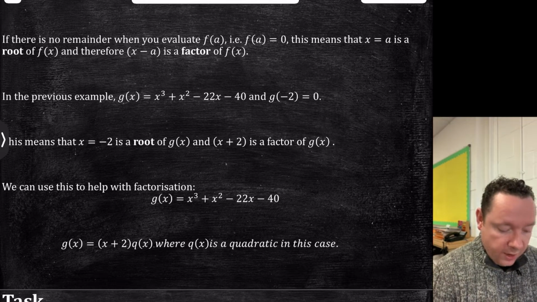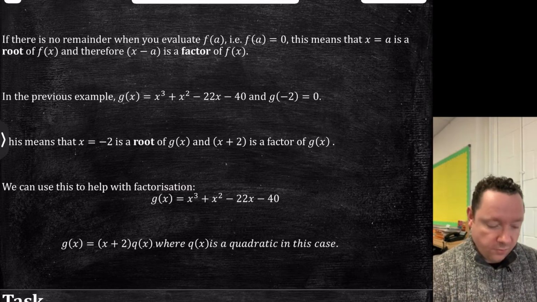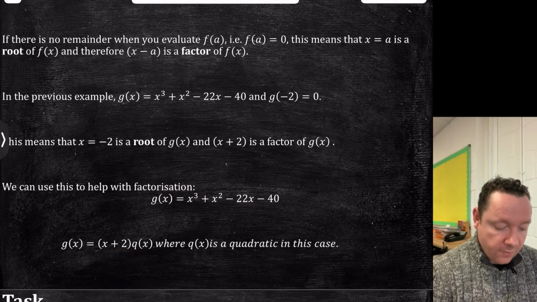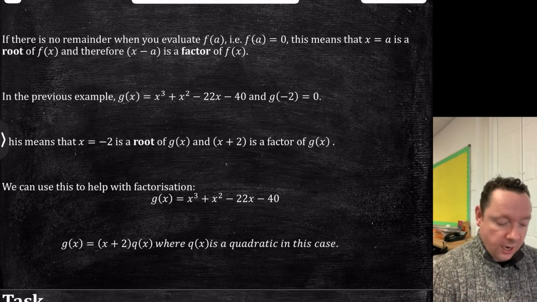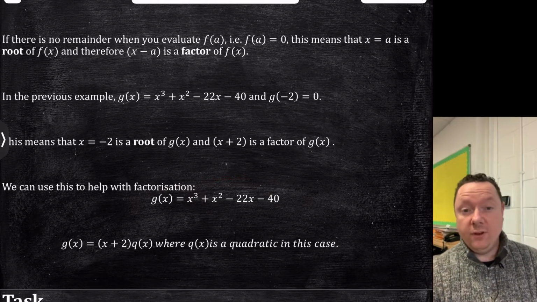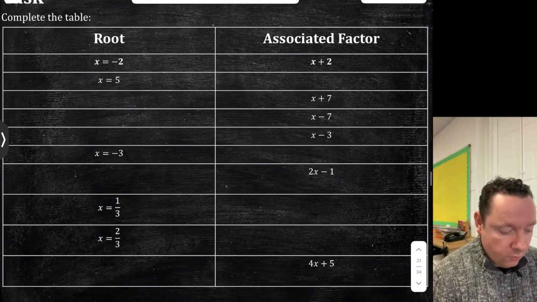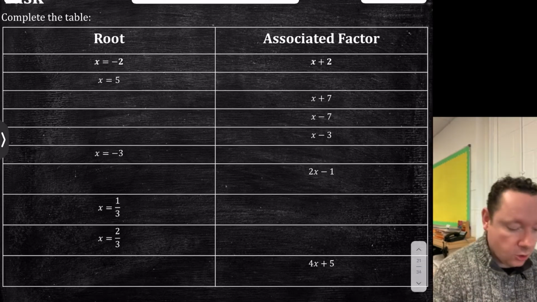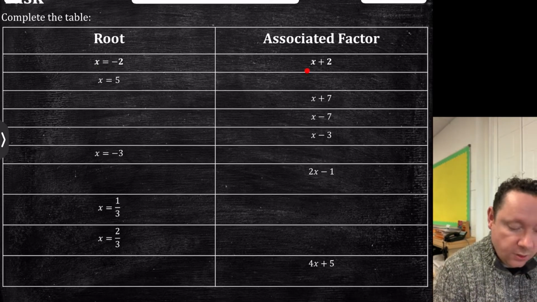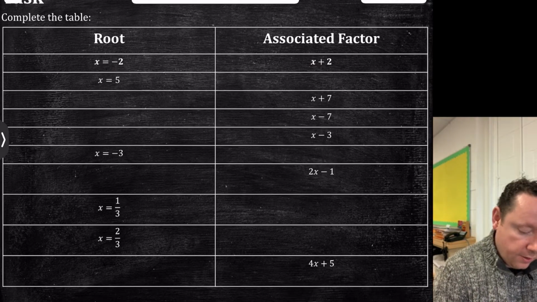We can use this to help factorise this polynomial, because we now know that one of the factors is x plus 2. It'll be x plus 2 times a quadratic to get a cubic, and we'll look at how to get the rest of that so we can factorise it completely. But here's a little task to start off with to get used to the ideas of roots and factors. If we know a root, we immediately know the factor. X equals minus 2, the factor is x plus 2. X equals 5, then the factor is x minus 5.